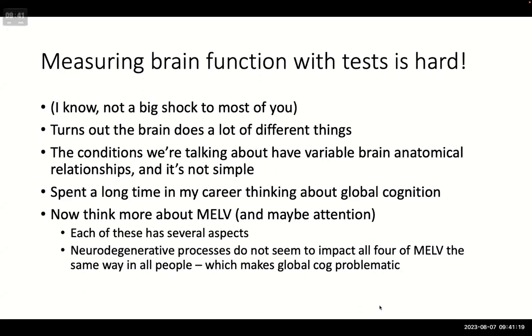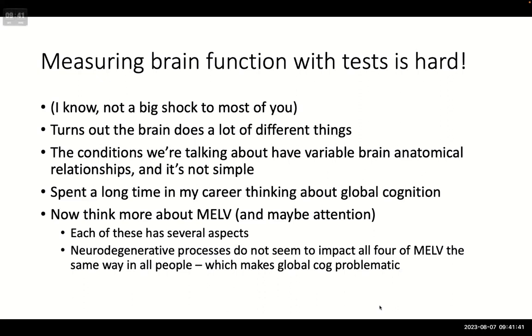Especially early in my career, I thought a lot about global cognition. What if we could reduce all of the things that the brain's doing to one number? And now I really think a lot about multiple different domains: memory, executive function, language, and visual spatial, which we've started to abbreviate as MELV. I don't know why. And maybe attention or other factors; behavior is really interesting.